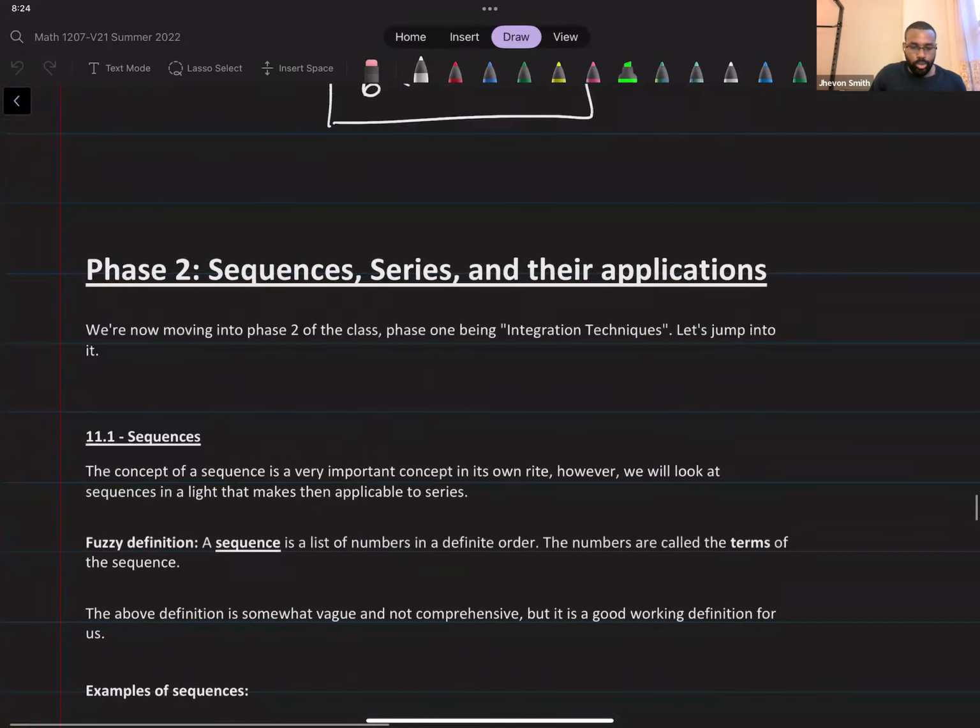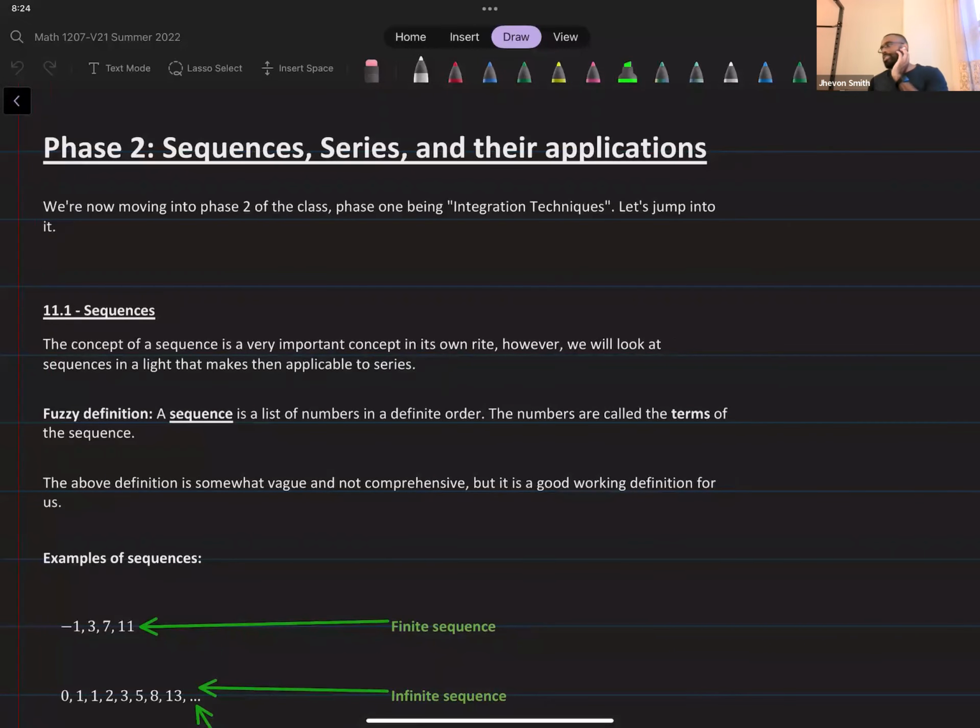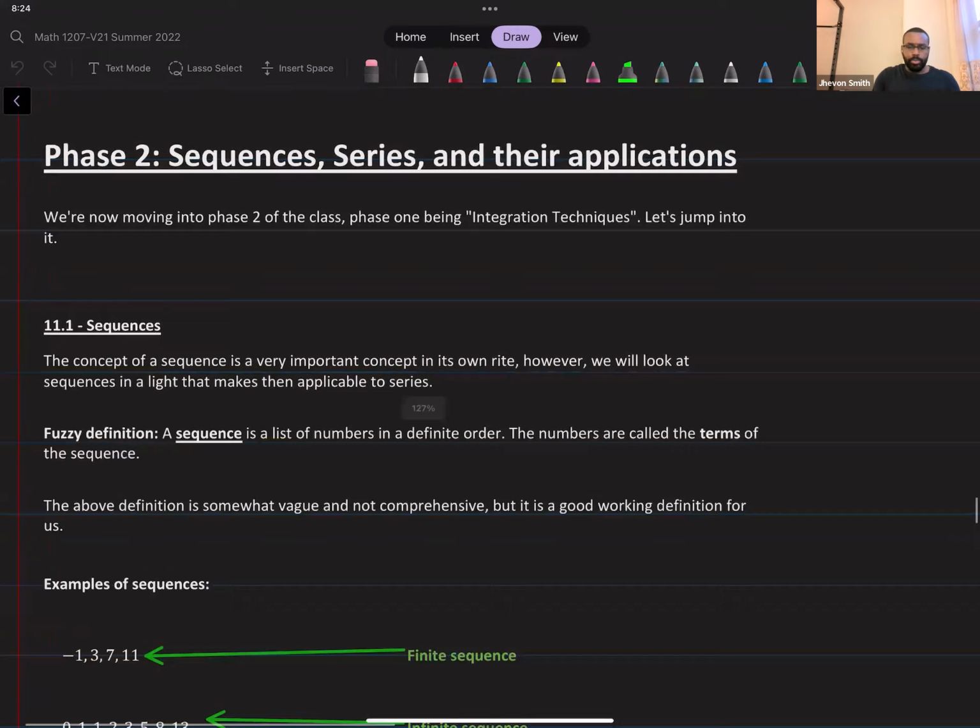So we're on to phase 2 of the course. We just finished phase 1. We had a phase 0 where we talked about inverse trig functions and hyperbolic trig functions and some other things that we wanted to know in the background. Then we did phase 1, which was just me teaching about integration techniques, which is a big chunk of the class. The next big chunk of the class is sequences and series, mostly series.